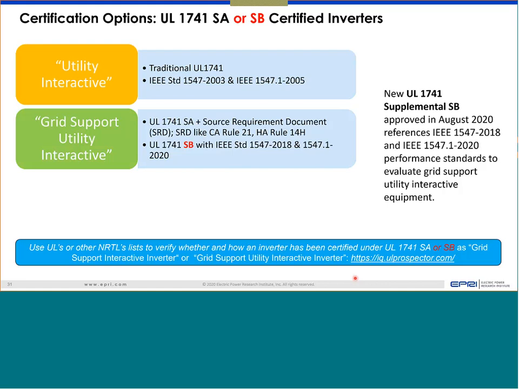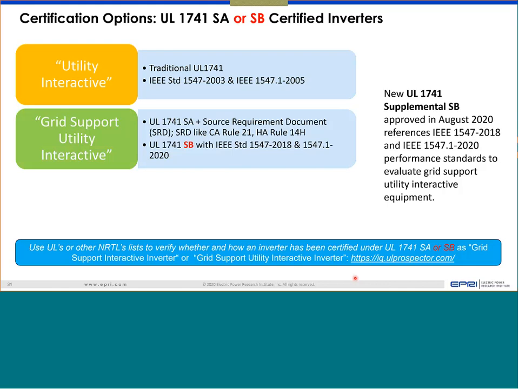Then came the grid support utility interactive. So it's still utility interactive, but the grid support is being added. And this is actually an appendix or supplemental requirement that was developed a couple of years back, first for the California Rule 21. If you are familiar, California did 3 phases of modification. Phase 1 was approved in 2016. So once California approved that requirement, there was no certification available.